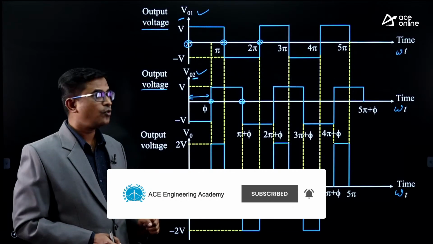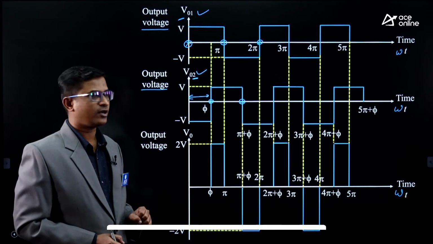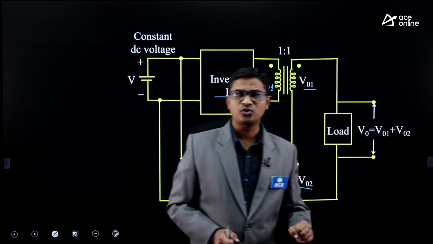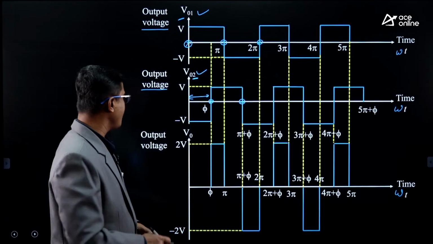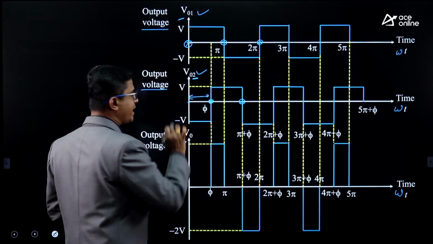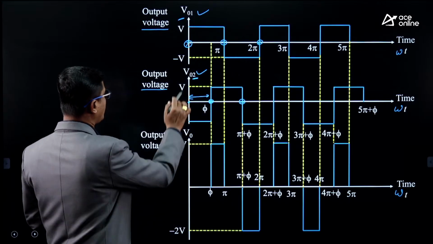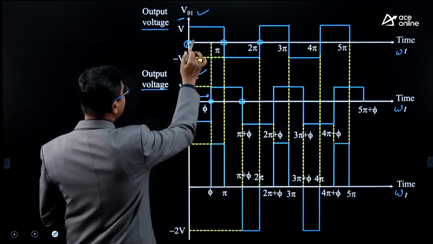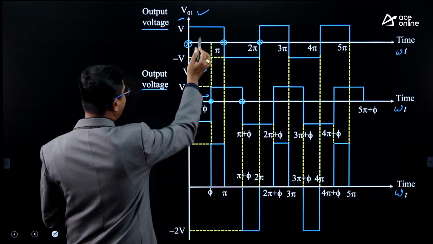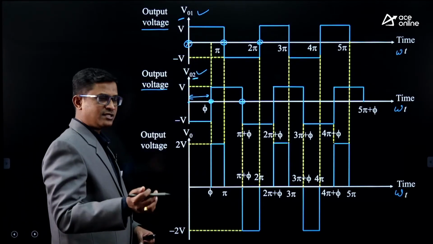Now, what will be the load voltage waveform? Load voltage waveform is nothing but V01 plus V02. So if you check the waveform, during omega t 0 till omega t equal to phi, V02 is minus V. This is plus V. So what is V01 plus V02? V plus minus V, that is equal to 0.